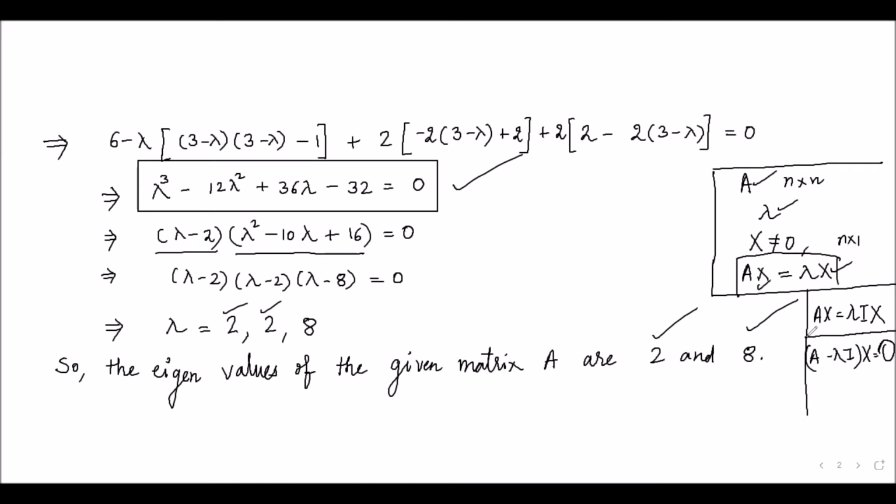So for finding the eigenvectors corresponding to any eigenvalue lambda, we will consider A minus lambda I times x equal to 0, which gives us a homogeneous system of linear equations. And by solving that homogeneous system of linear equations, we will find the eigenvectors. So let us find the eigenvector corresponding to eigenvalue 2, and then we will find the eigenvector corresponding to the second eigenvalue, which is 8.